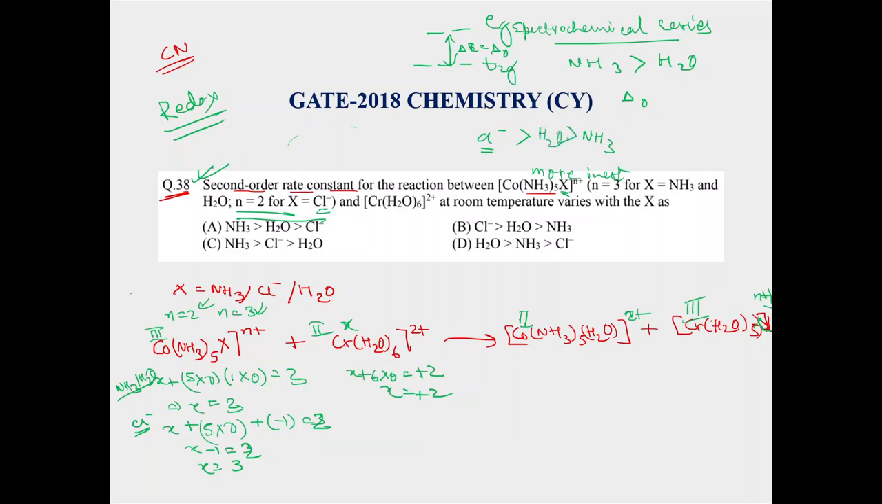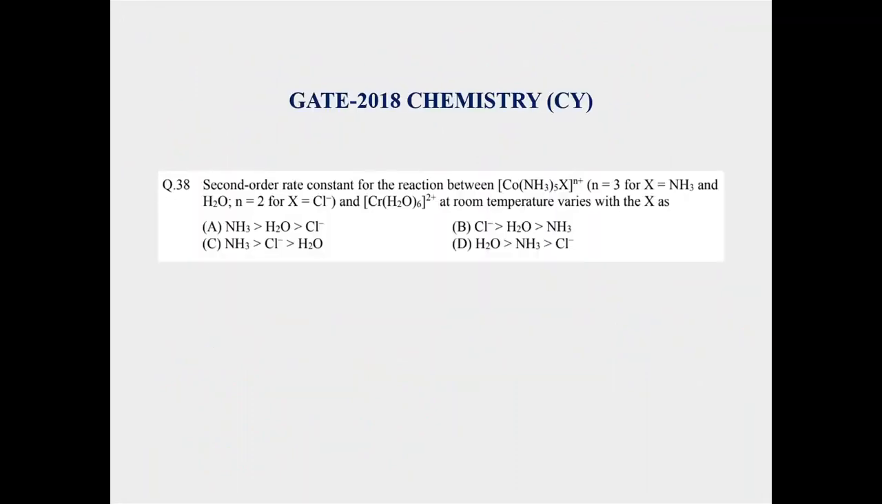So for this question, it is the second order rate constant for the reaction between Co(NH3)5X n+ and Cr(H2O)6 2+ at room temperature. It varies with the X, as the maximum will be for Cl minus followed by H2O, and it will be least for NH3. So option number B will be the correct option for this question. Is it clear?